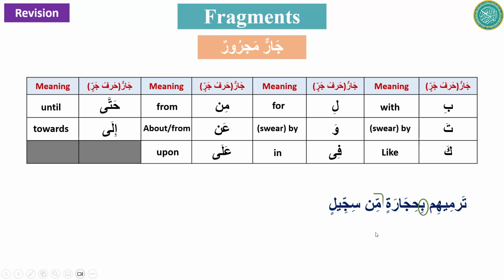Min. And what is the status of hijaratin, Brother Wahid? Rafa, nasab or jar? Look at this, min, kasratain. There are 2 kasras. Kasratin, jar status. So hijaratin is jar. The words that are in jar status are called majroor. So what can you say about bihijaratin, what kind of fragment is that?